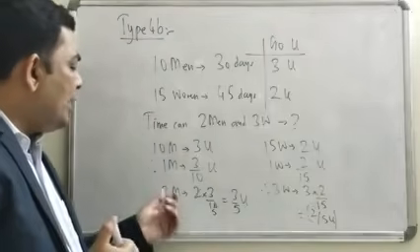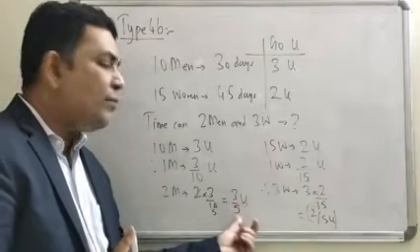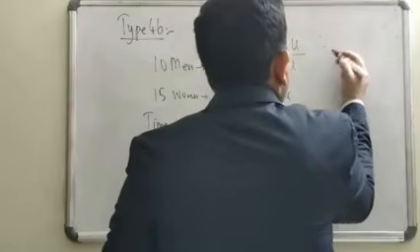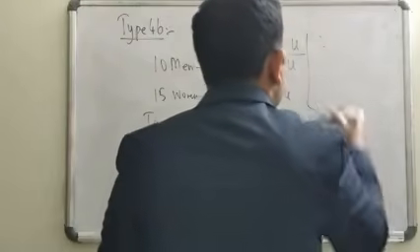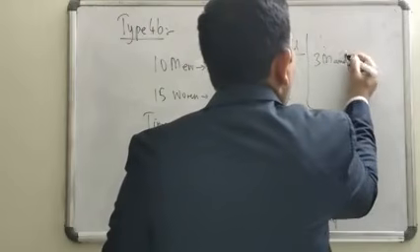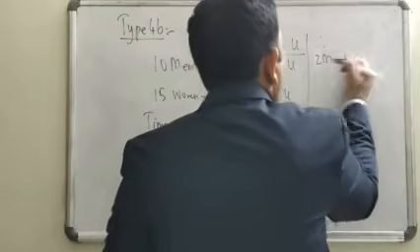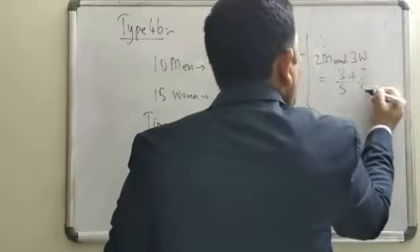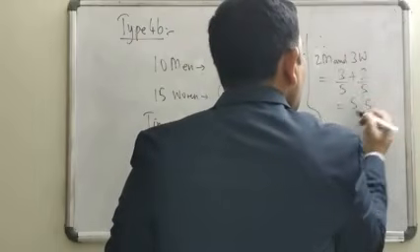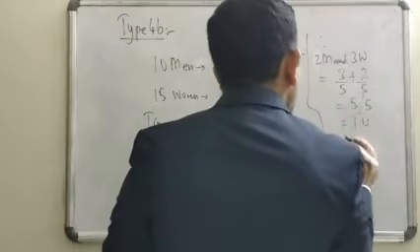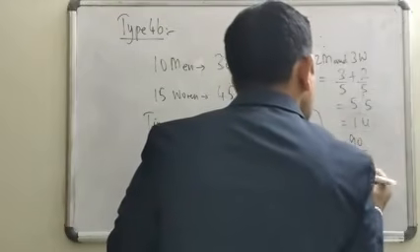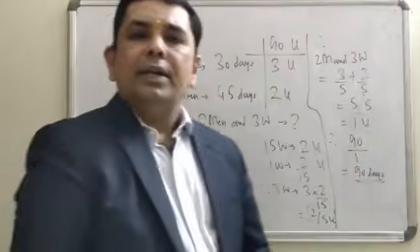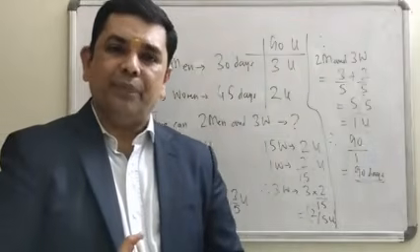So, how much work will 2 men do? 3 by 5 units in 1 day. How much work will 3 women do? 2 by 5 units in 1 day. Therefore, 2 men and 3 women will be able to do 3 by 5 plus 2 by 5, that is 5 by 5, that means 1 unit per day. Therefore, 90 units can be completed in 90 days. This is type 4b.